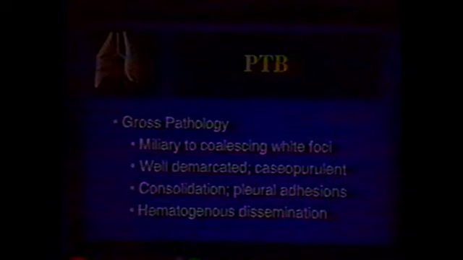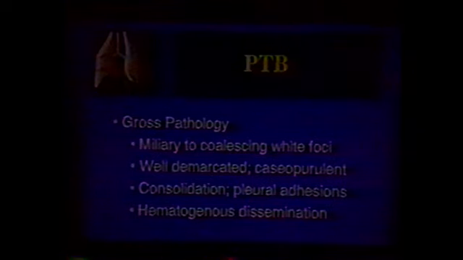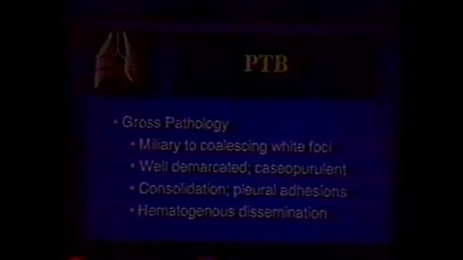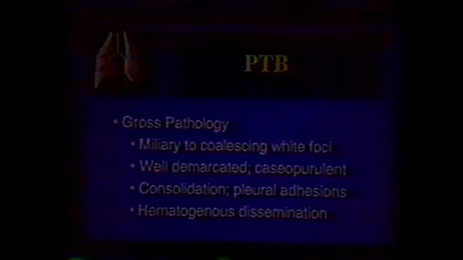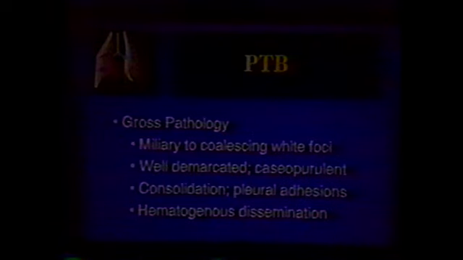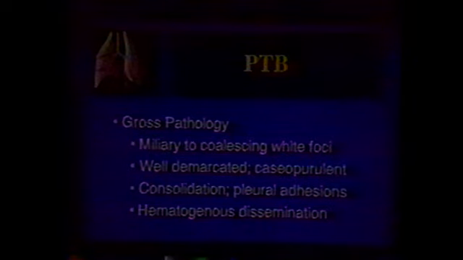Okay, what do we see grossly? As opposed to chronic respiratory disease, in this case, my experience is that you see miliary to coalescing white foci, which are well demarcated and maybe caseo-purulent. These may coalesce to involve large portions of the lung, and if they break out into the pleura, you'll see pleural adhesions. And again, I think the pattern indicates that there is hematogenous dissemination of this disease rather than classic bronchopneumonia.